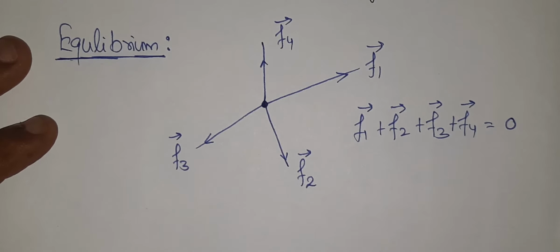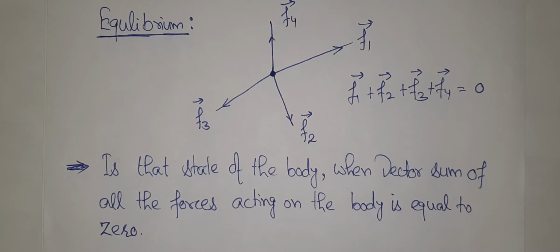Meaning, forces are acting on the body, first thing. Second thing is their vector sum is equal to 0. It's okay. So that state of the body is called equilibrium. I think you now have complete information about equilibrium. Okay? Basic definition you must have understood. Equilibrium is a state basically, that state of the body when forces are acting on the body, first thing, and the vector sum of all those forces is equal to 0.